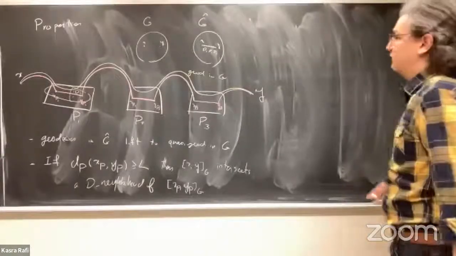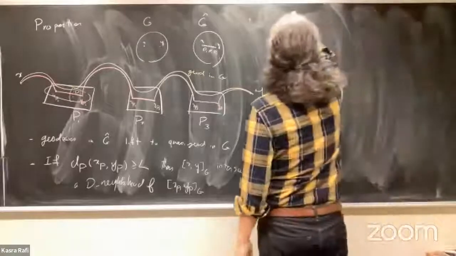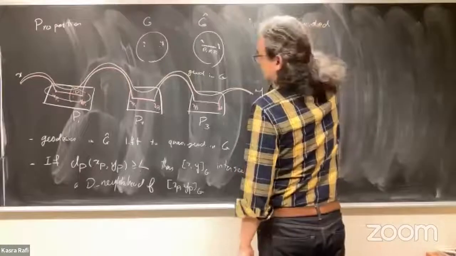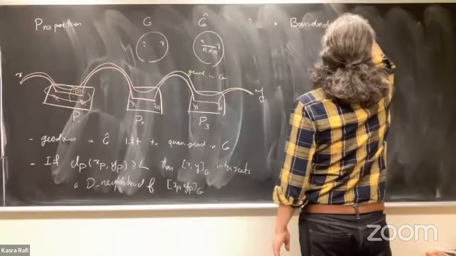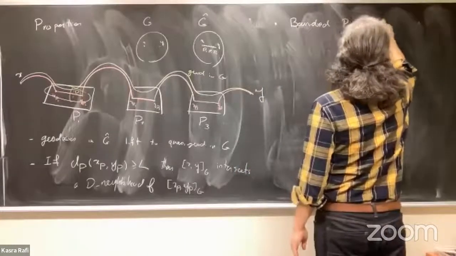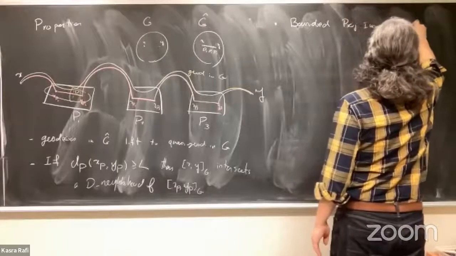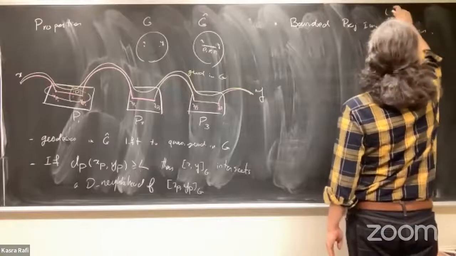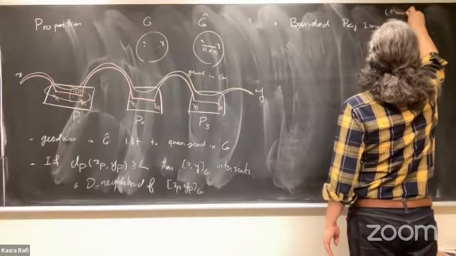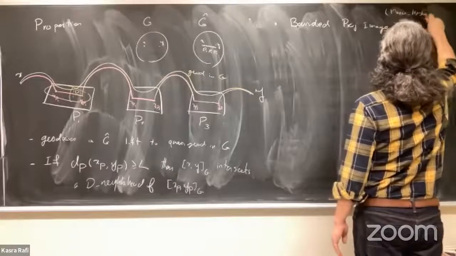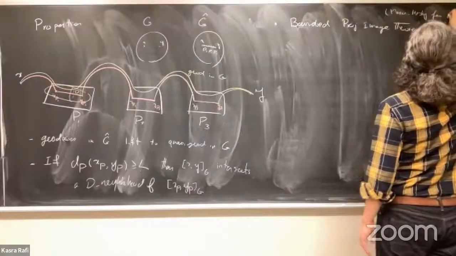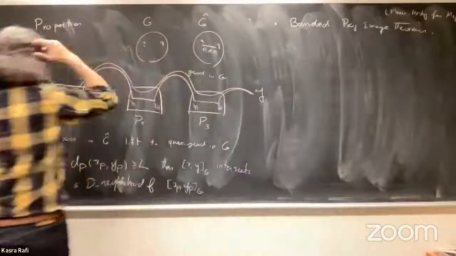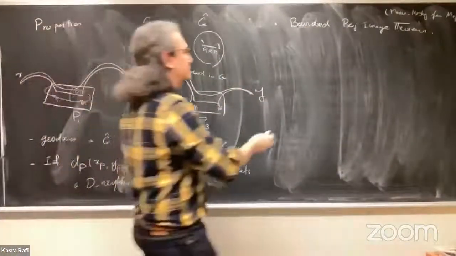So maybe I write one more. There is also what is called the bounded projection image theorem. This is the third property. This is a theorem first proven by Mazur and Minsky for the mapping class group, but it turns out to be extremely useful. So what does that say?